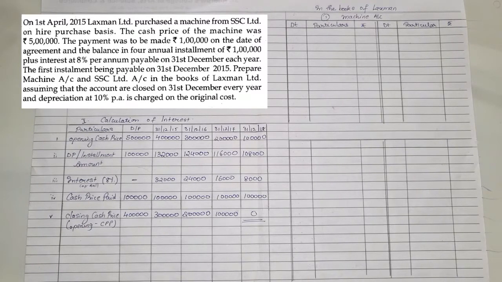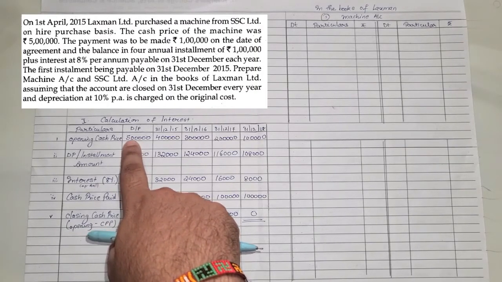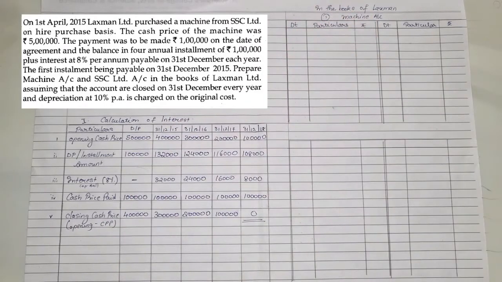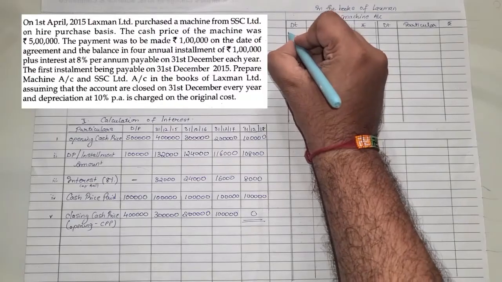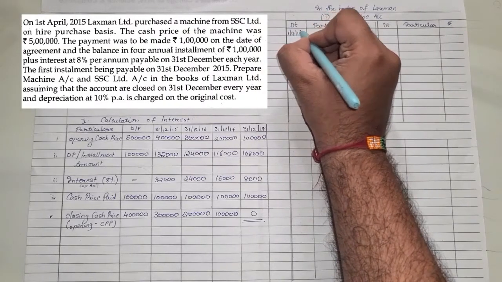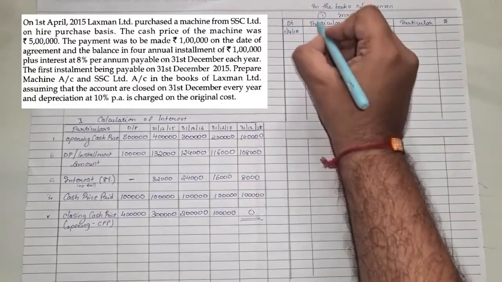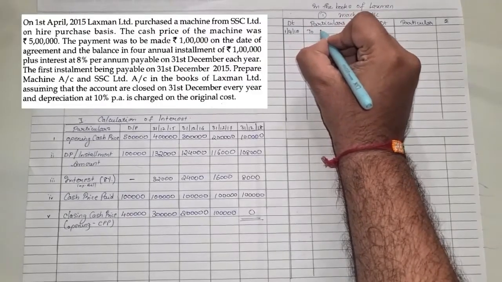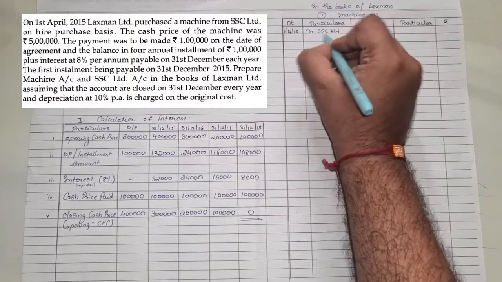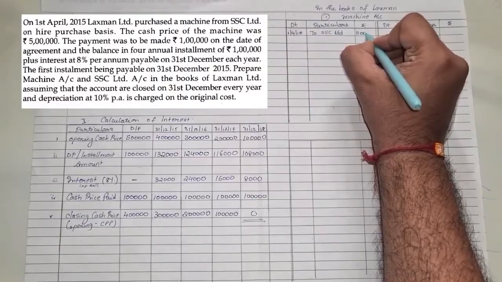Lakshman purchased the machinery for what amount? You only have to look at the first price: 5 lakhs. And from whom did he purchase? From SS Limited. And when did he purchase? Given as 1st April 2015. On 1st April 2015, he purchased from SS Limited. So SS Limited, I'll write here. Always keep that order: first will come from whom you're going to purchase. The value of the machine was 5 lakhs.